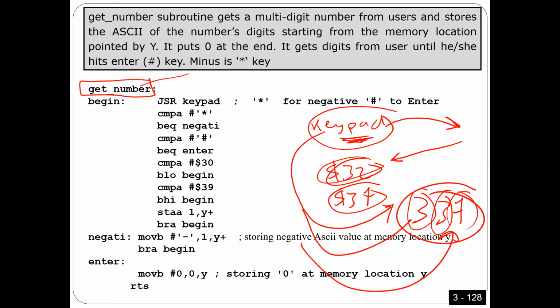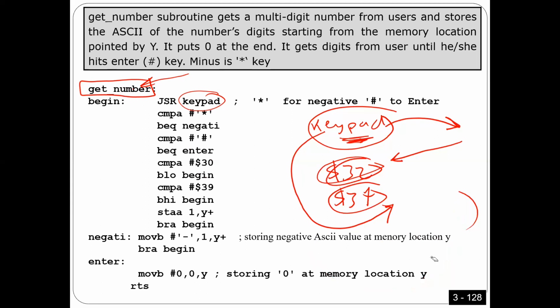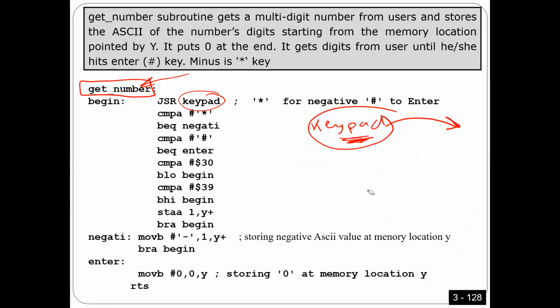That's exactly what get number is going to do. So get number is going to call keypad multiple times. So again, what is the difference between keypad and get number? Keypad is going to give you only one digit. What if you need to get a number from the user, like 372, 2321, multiple digits? How can we do that? Get number is going to do that. Inside get number, we are going to call keypad multiple times, as you will see now.